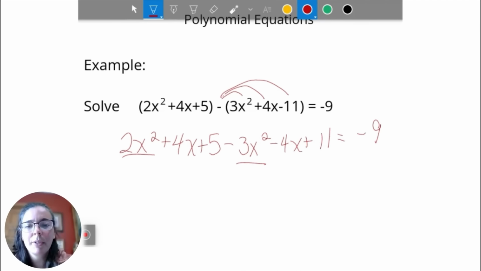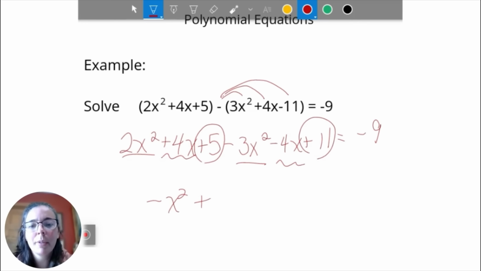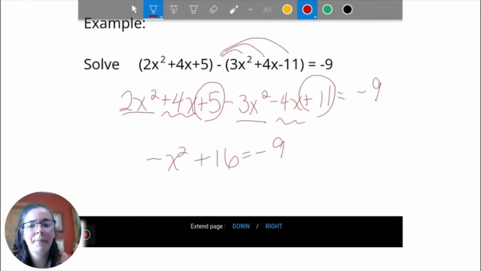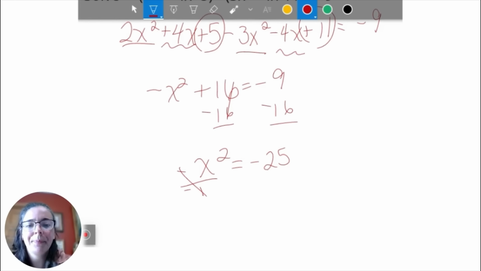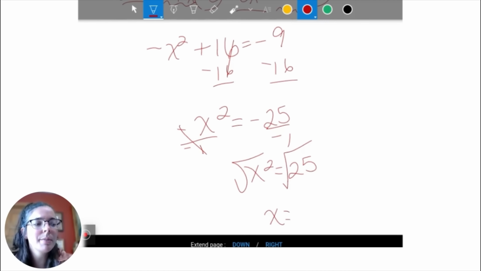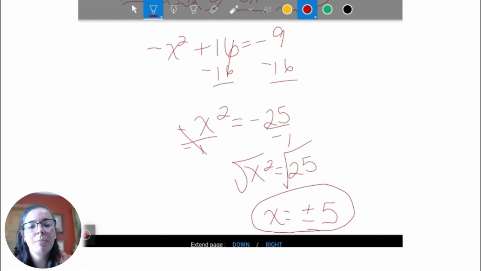Okay, and then from here, now I can combine some like terms. 2x squared minus 3x squared is a negative x squared. Plus 4x minus 4x actually cancels out to be 0. And then plus 5 plus 11 is plus 16. This equals negative 9. Now I will subtract 16 from both sides, and I get negative x squared equals negative 25. Divide by negative 1. X squared equals a positive 25. So the last step is to get rid of the x squared. I can just take the square root, and it's important when we take the square root of a number, the answer is either plus or minus the square root, which would be 5. So our solution would be plus or minus 5.